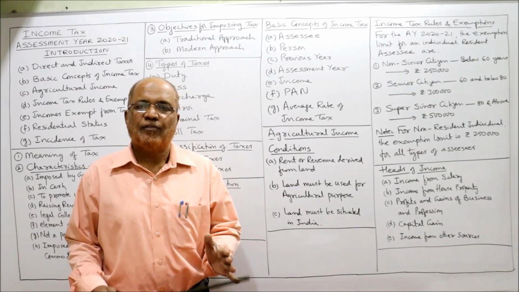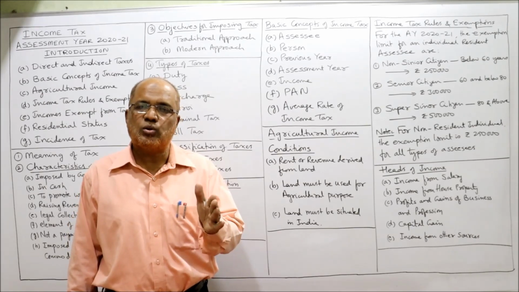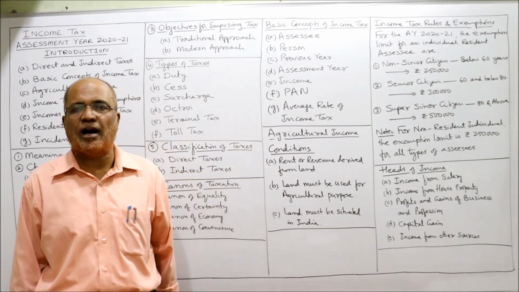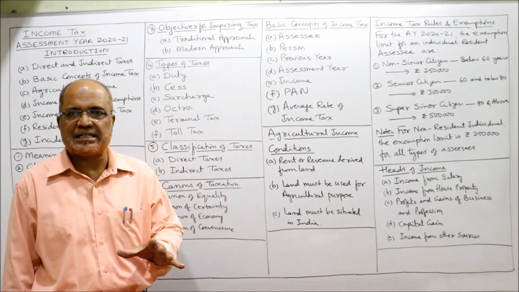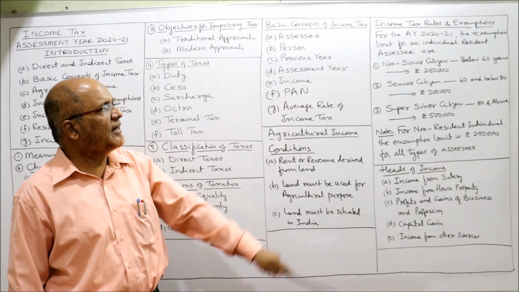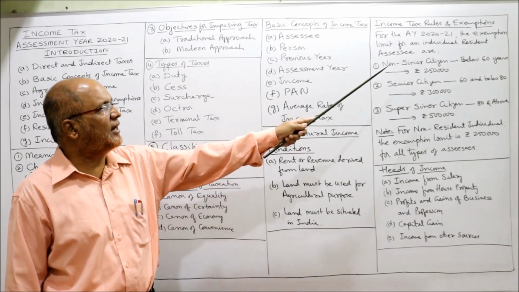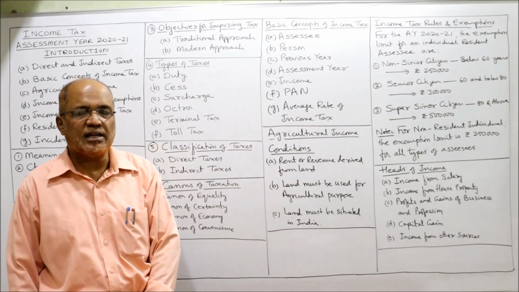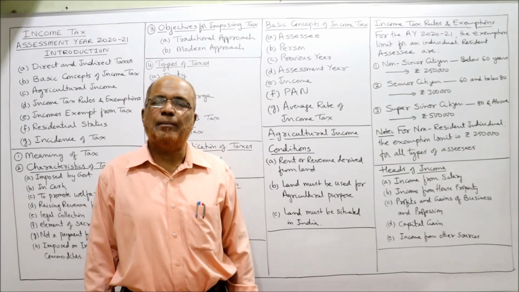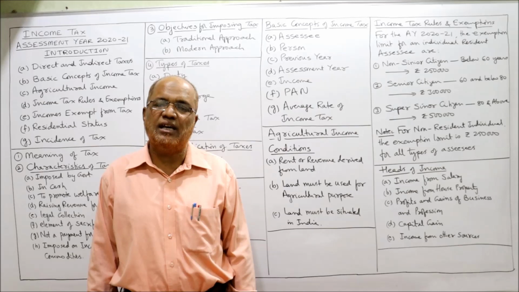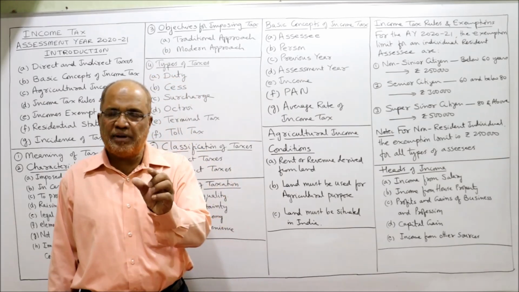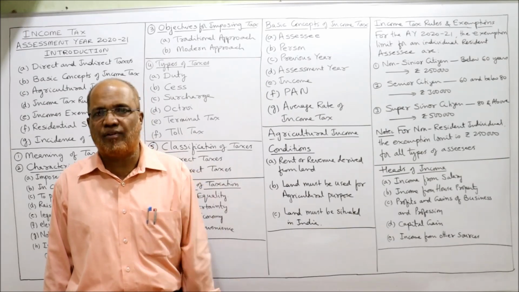So presently, for the assessment year 2020-21, what are the provisions regarding the exemptions, regarding the rules? What is the tax rate? That I am going to discuss here. For the assessment year 2021, the exemption limits for individual resident SSC are as follows. See, basic exemption limit: a person is liable to pay tax only if his income exceeds the basic exemption limit. This basic exemption limit will change every year.